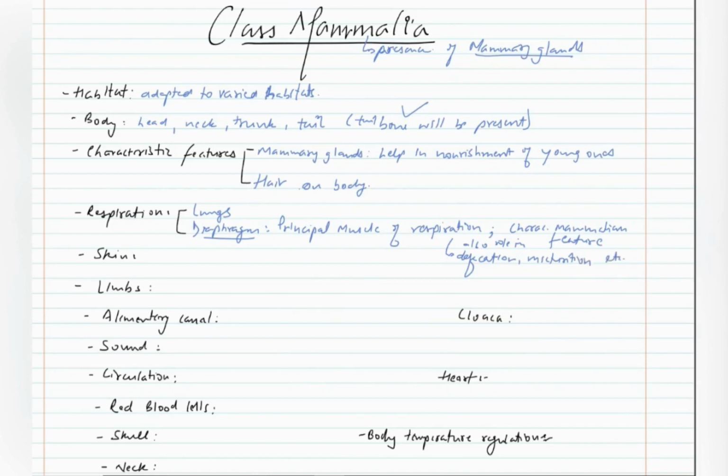Now skin is thick and glandular. Various types of glands are present, such as sebaceous glands, which produce oily secretions, and sweat glands, which produce sweat. And hair are present on skin.